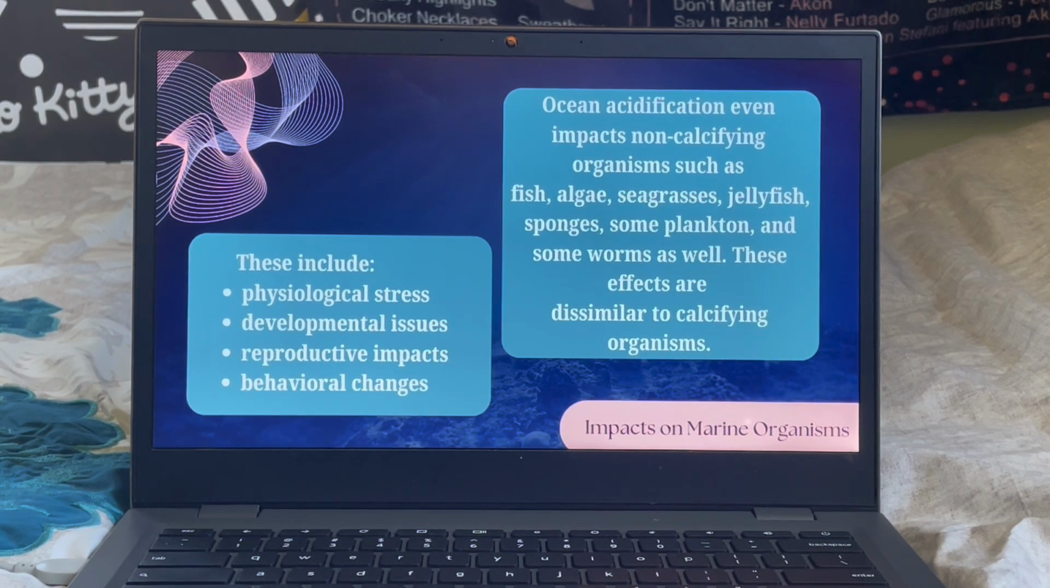To elaborate, physiological stress refers to the disruption of internal pH, metabolic processes, and sensory perception. Developmental issues stem from hormonal changes from the acidic changes and decreased energy management, like discussed before. This leads to the next problem of reproductive issues and impacts. Hormonal and developmental problems lead to a reproduction decrease. Behavioral changes include reduced ability to sense predators, impaired navigation, changes in feeding behavior, decreased activity levels, and even altered habitat selection.